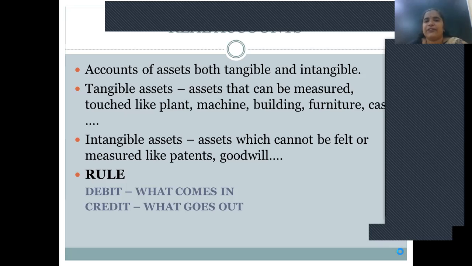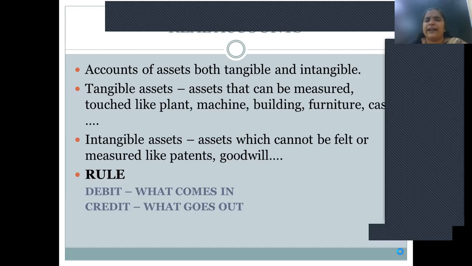Then the second part of real accounts is intangible assets. Intangible assets include goodwill, patents, trademarks. These are assets which work in their own way, but we actually can't store or touch them. These are virtual assets which we cannot touch. It may be goodwill, your brand name, patents, and so on. So these are the real accounts.